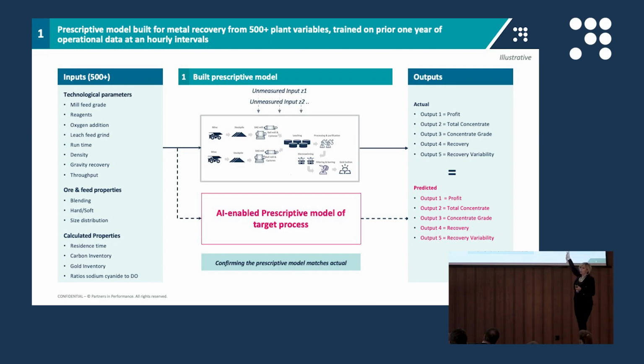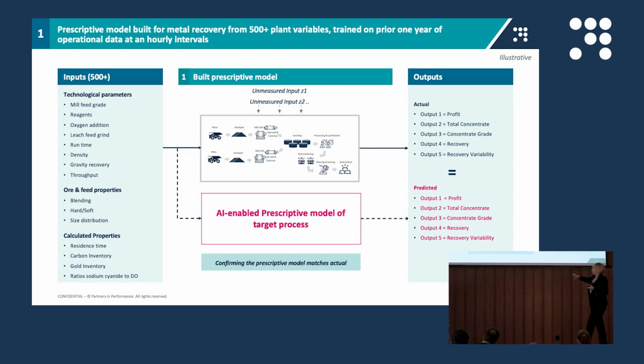What we really care about are the outputs, the critical outputs. Number one is profit, obviously, right? This is what we want to optimize for. We say that every plant, with its very specific configuration, emission targets and production targets, has these optimal trade-offs of the output parameters that maximize profit and sustainability. So we start with the profit, then there will be the total concentrate, the valuable metal in concentrate, the recovery that we get, and recovery variability.